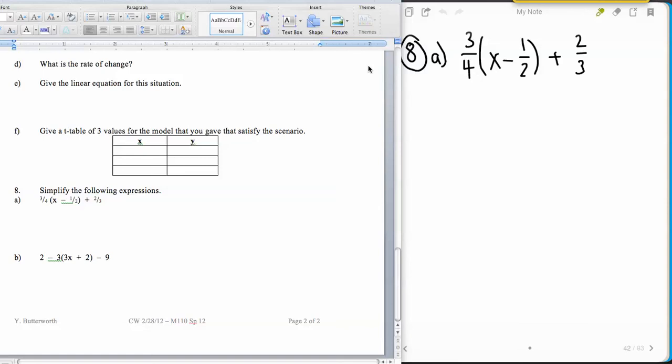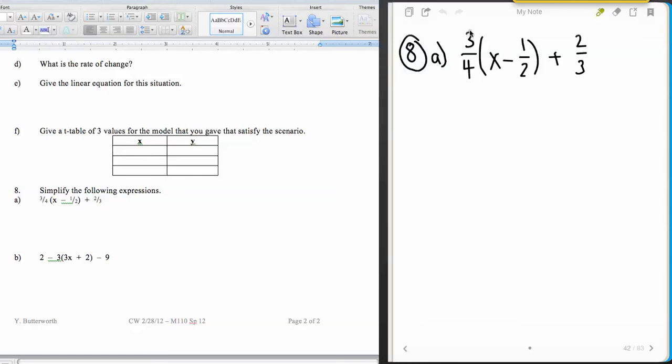Alright, continuing with our classwork from night 7, this is our last problem and it will be our last video hopefully. So we're simplifying algebraic expressions here. The first thing that we're going to do on this problem number 8a is use the distributive property to distribute the 3/4.